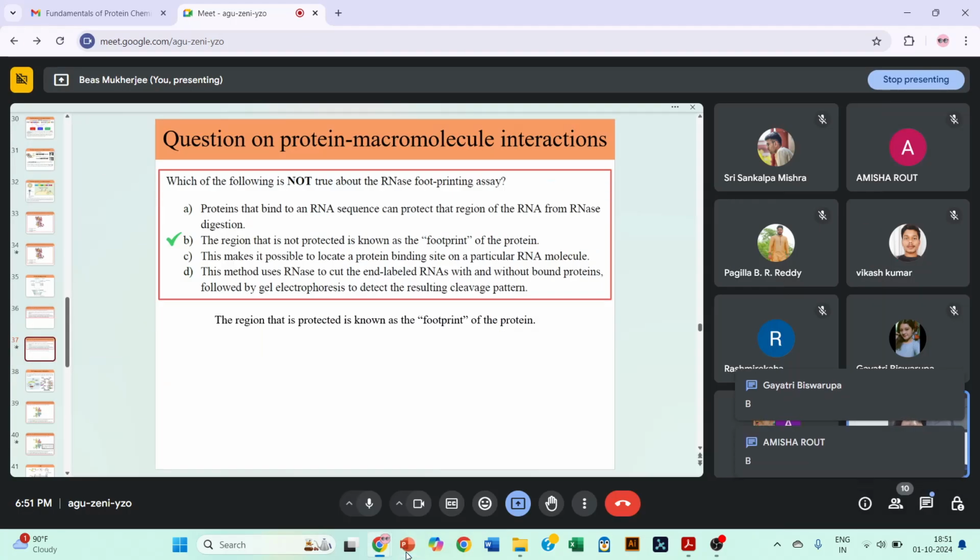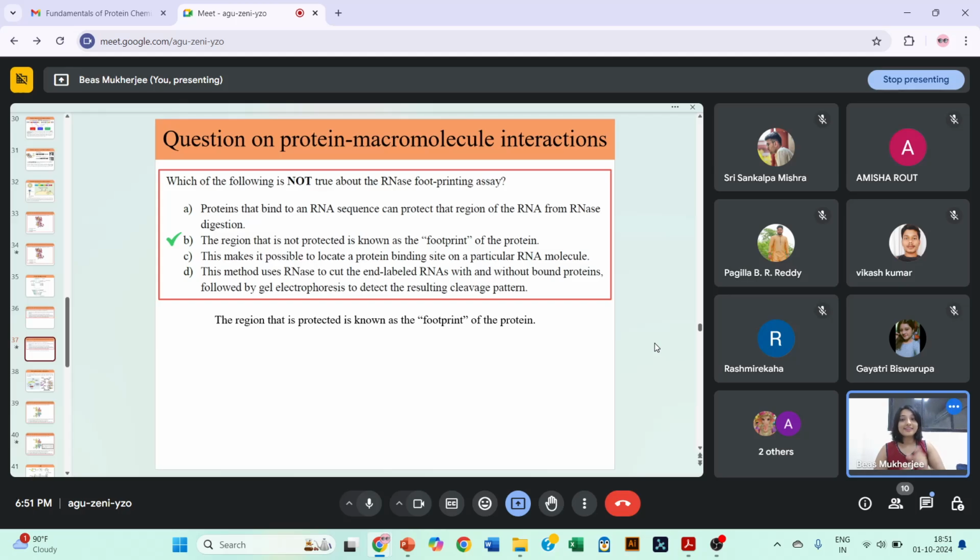Yes, finally I'm getting right answers. Yes, correct. So it is B, because the region that is protected is called the footprint. The rest of the region is chopped off, so it is not the footprint, it will be lost in the gel. Only the region where the protein was bound remains.